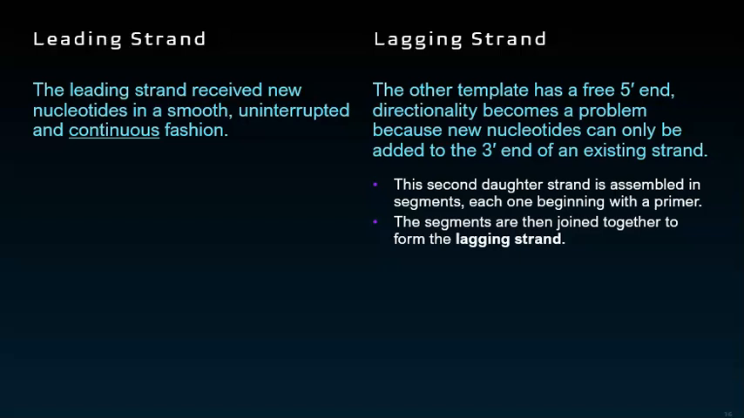Our lagging strand is the other strand, and it has a template that has a free 5' end. And because of that, directionality becomes a problem, because new nucleotides can only be added to the 3' end of an existing strand. So that means that the second daughter strand is assembled in segments. It has to be one chunk after another, kind of out of order and disorganized. After that, the segments will be joined together to form the lagging strand.